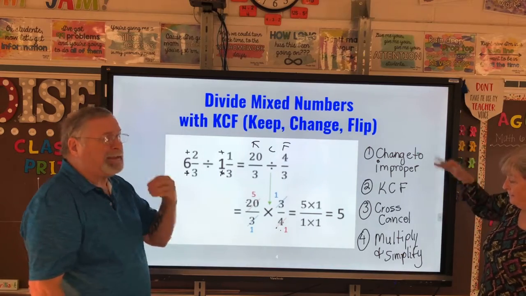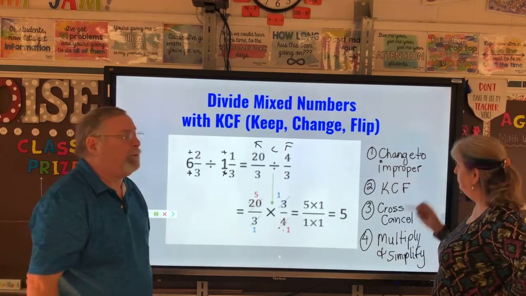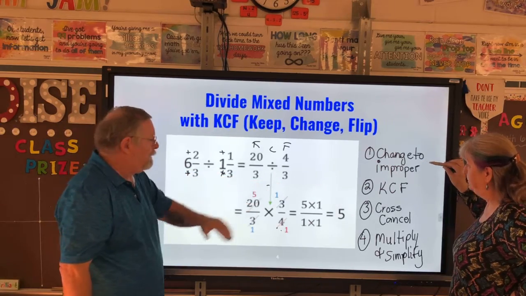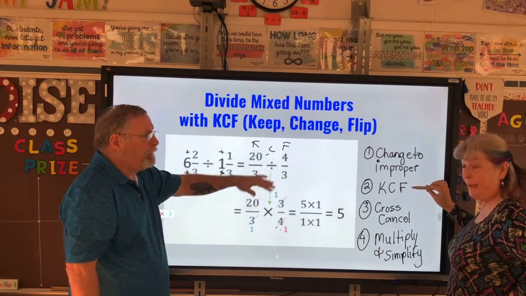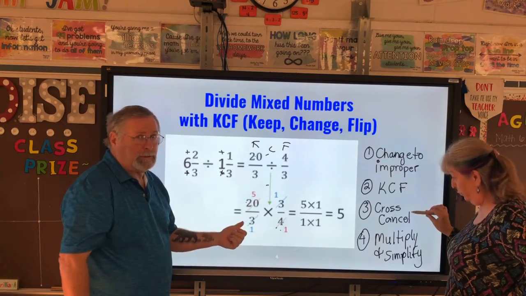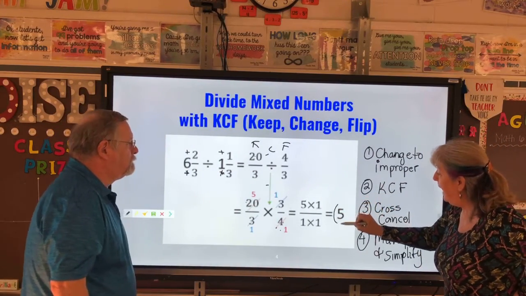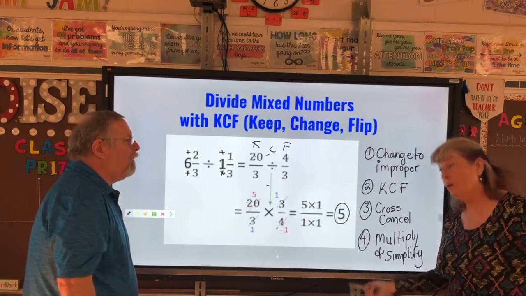Okay? So just to review quickly, because I know I went through pretty quick, it's change to improper, KCF it, rewrite it by KCF, then reduce, then multiply. Make sure you have a simple answer in lowest terms. And this is in lowest terms because it's a whole number.